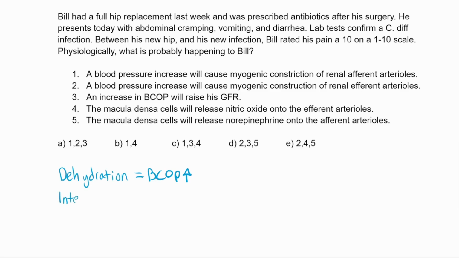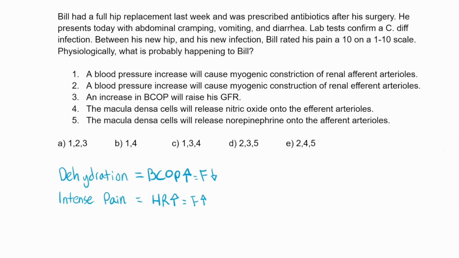He also has intense pain. Intense pain can trigger a sympathetic response and increase his heart rate. This is an interesting problem because heart rate increasing will increase hydrostatic pressure and try to increase filtration. BCOP, however, will try to decrease filtration. So we're going to have to use clues from the question and the answers to solve it.